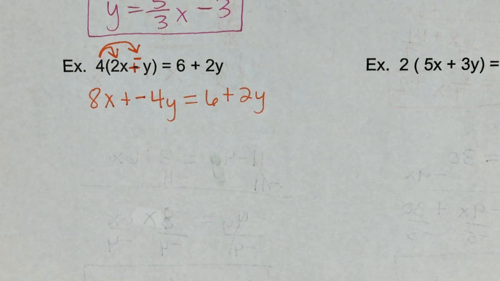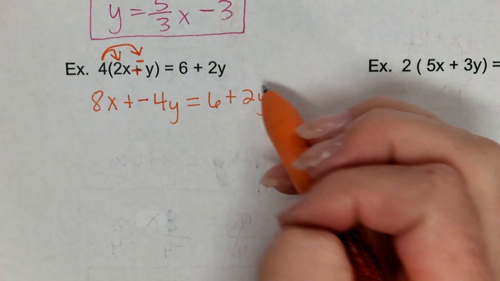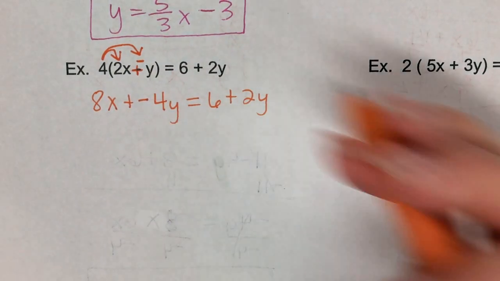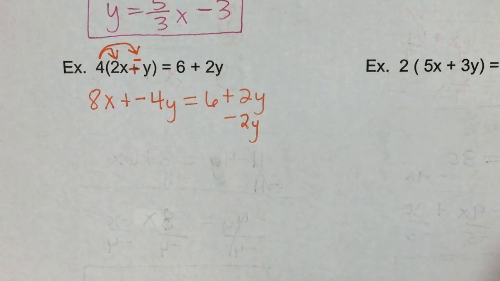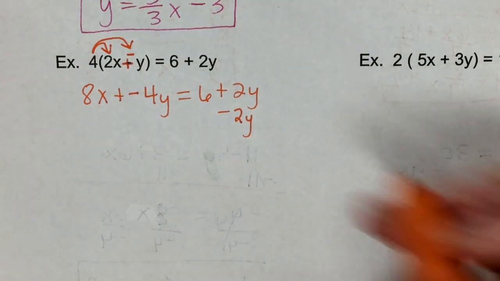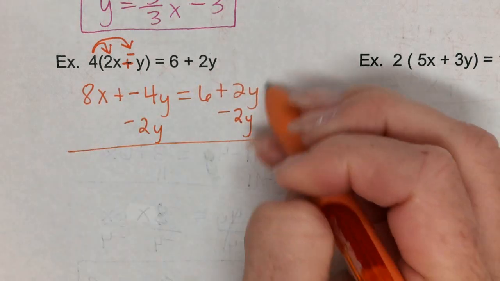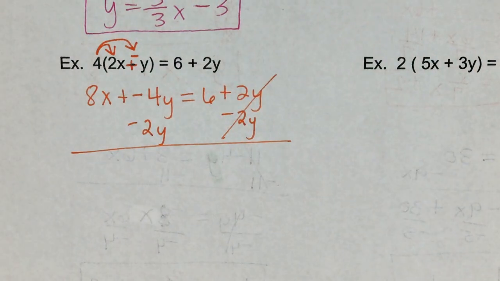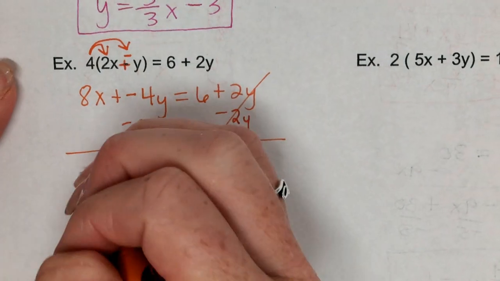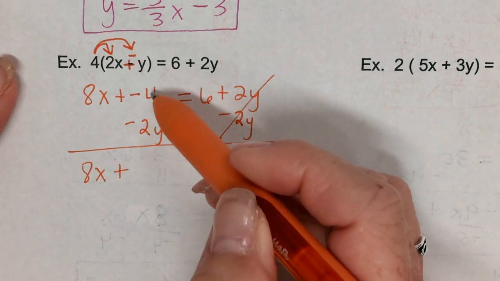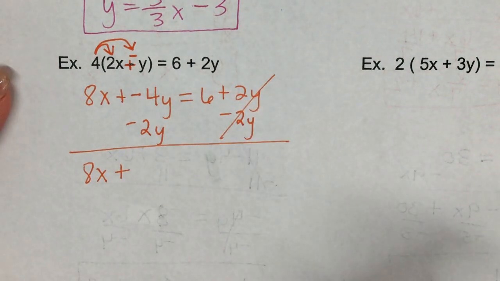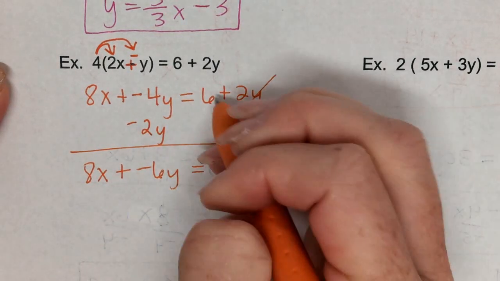Now I'm trying to get y by itself. So the first thing I got to do is get all the y's on the same side, which I like them on the left. So I'm going to pull this 2y to the left by doing what? Subtracting. Whatever I do to the right, I got to do to the left, and I'm going to put it right under the other y. So I'm left with 8x plus, what is -4 minus 2? -4 minus 2 is -6y equals 6.